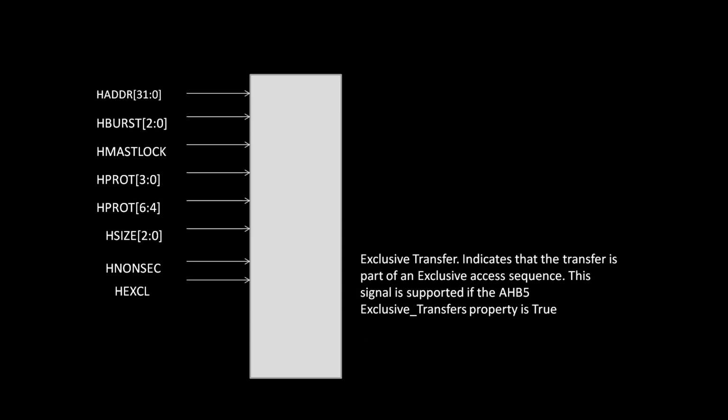HEXCL. Exclusive transfer. Indicates that the transfer is part of an exclusive access sequence. This signal is supported if the AHB5 exclusive transfers property is true.